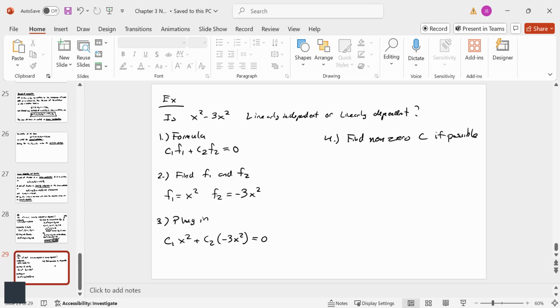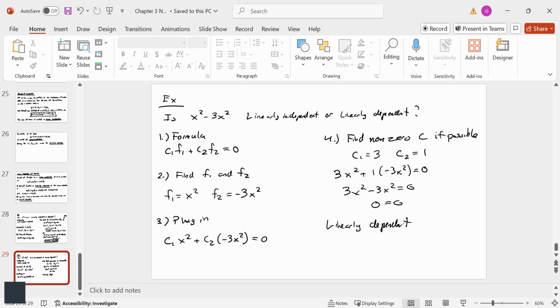And I think to myself, you know what? C1 is equal to 1 and nope, wrong one. C1 is equal to 3 and then C2 is equal to 1. So then I plug it in. So this is linearly dependent because I found a combination that's not 0 that works.